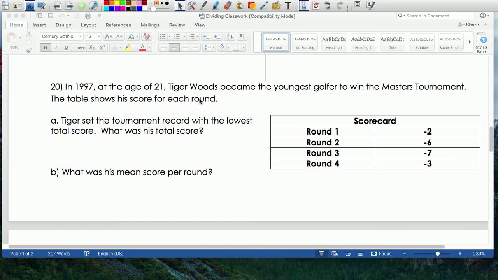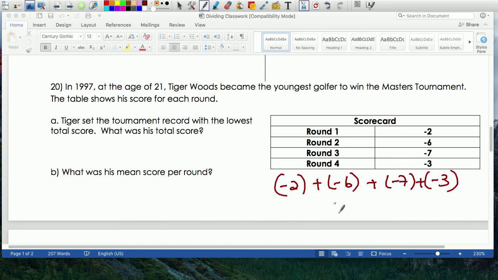At the age of 21, Tiger Woods, blah, blah, blah. So Tiger set the tournament record with the lowest score. What was his total score? So we're going to have to add all this. So his score on round 1 is negative 2, plus negative 6, plus negative 7. And in golf, the lower your score, the better.